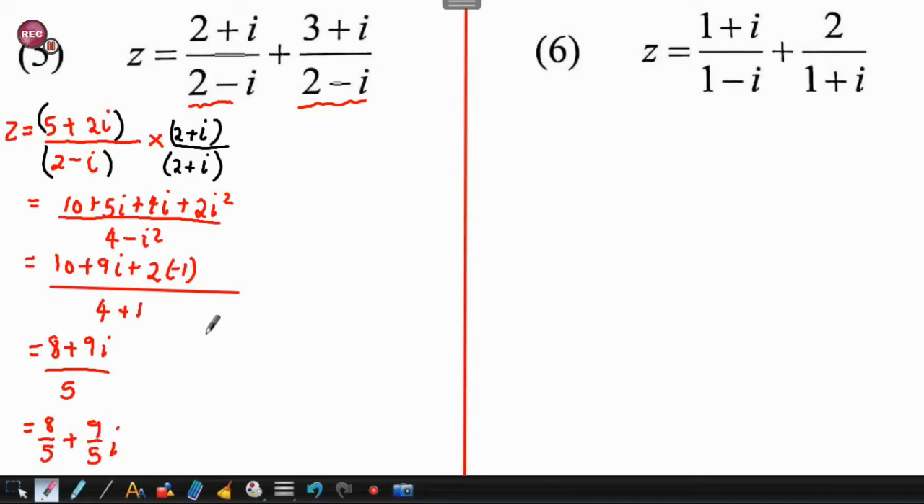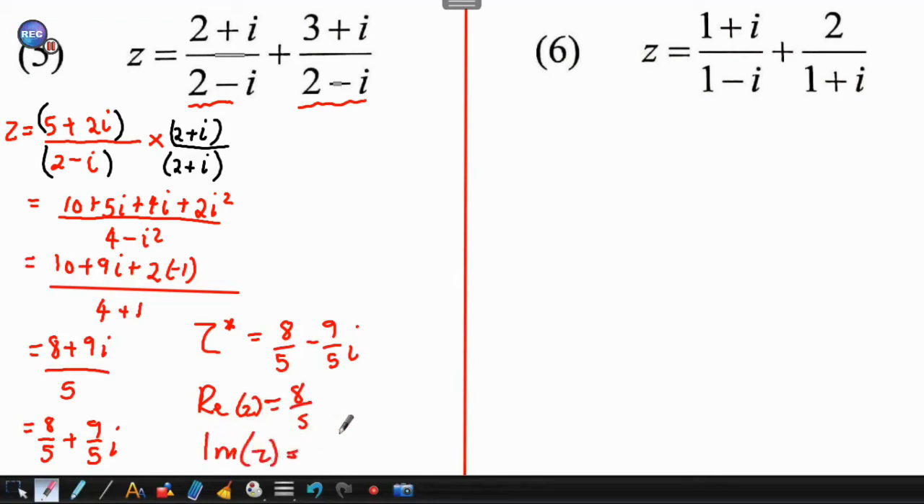So that means we'll have its conjugate as 8 over 5 minus 9 over 5i. Then we'll have the real part of z, which is 8 over 5, and then the imaginary part of z, not its conjugate, guys, it will be 9 over 5. Right, let's move on to number 6.